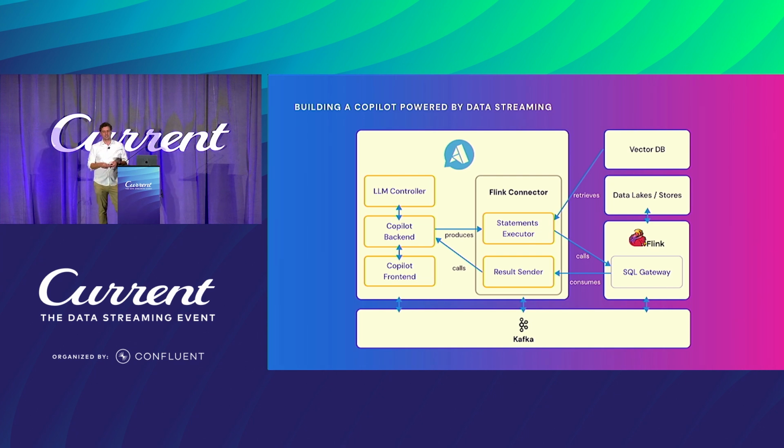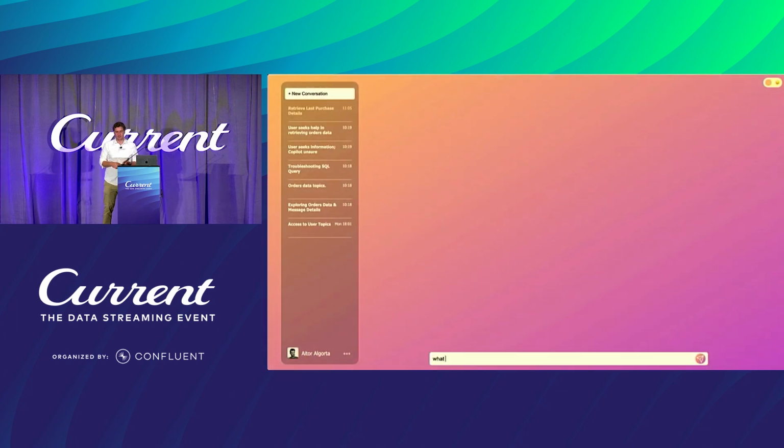And then you obviously have something that needs to talk to the stream processing engine, which we call the Flink connector, consisting of a statements executor. That's reading from a Kafka topic and then calling the SQL gateway within Flink. And then we also have a consumer, which we call a result sender, that consumes the results and calls the Copilot backend again in order to give back the result. So that's a very simple architecture, not too difficult to build. And we believe it's super valuable.